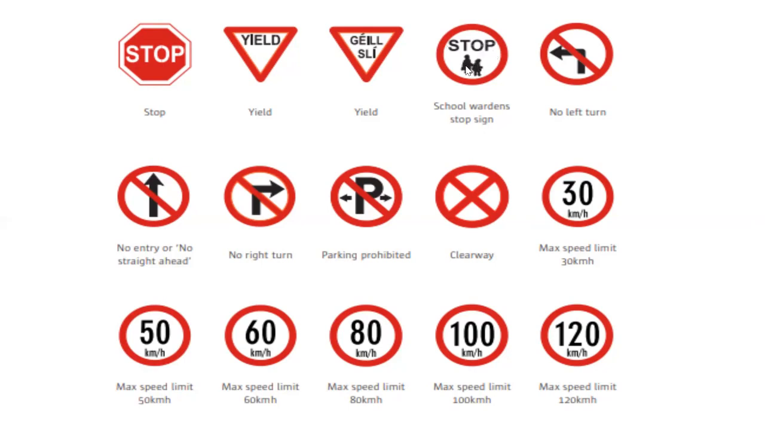A stop with the school children, the school warden stop sign. So a lollipop person would have that in their hand. You know, when they walk out to the middle of the road, that would be on top of their stick. And we would have to stop.